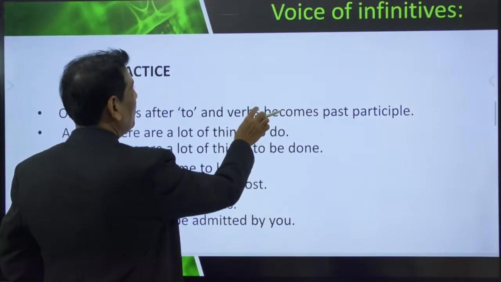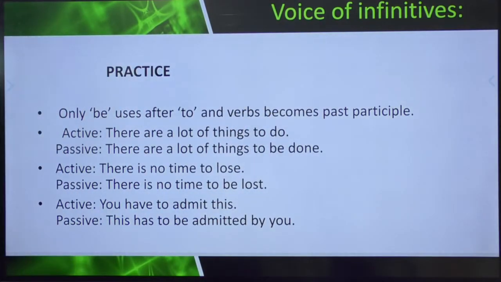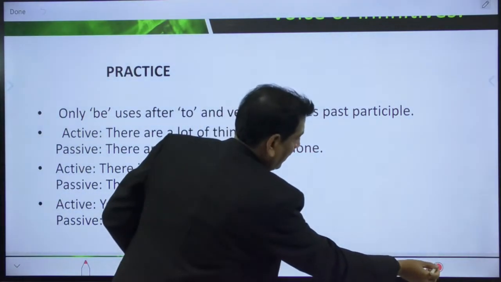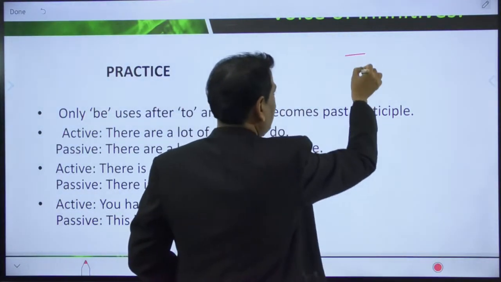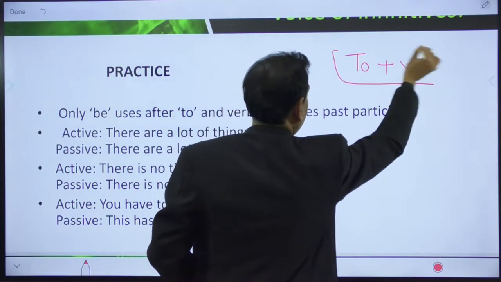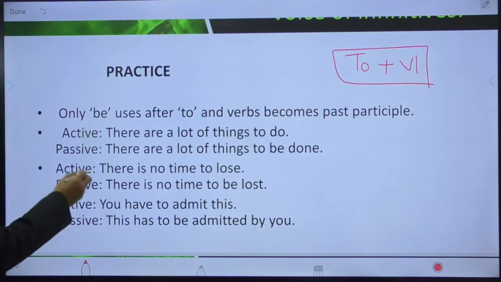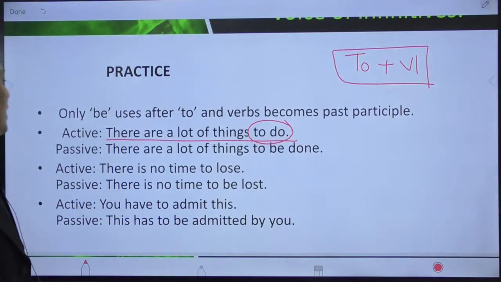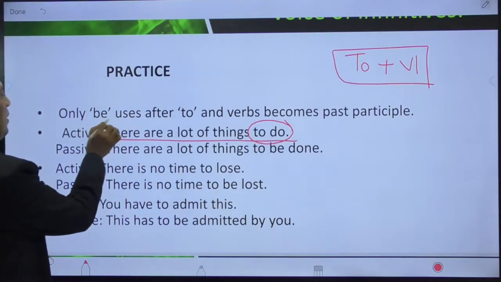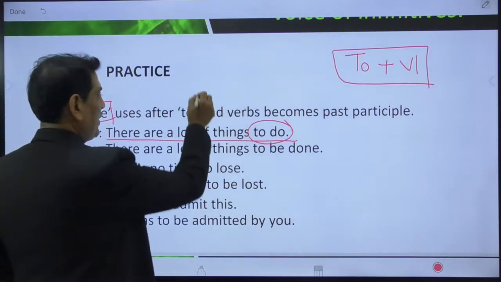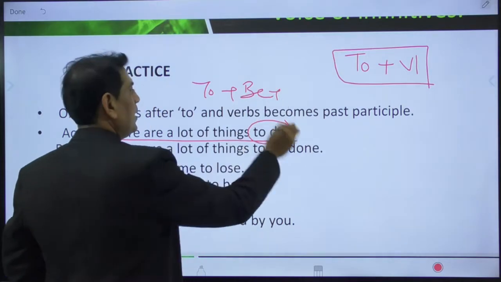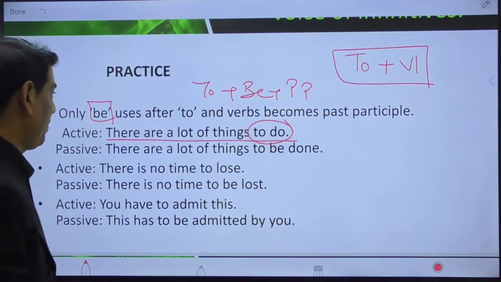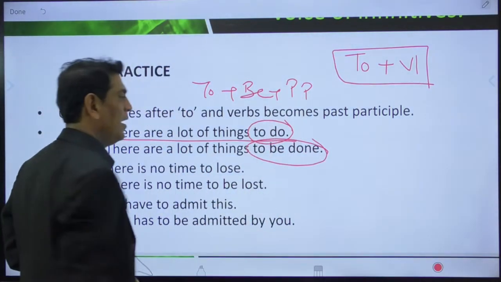Now it says voice of infinitives. Infinitives, have you heard about the topic? Whenever you talk about to plus verb, that is called infinitive. There are a lot of things to do. This is my infinitive. So the answer is to plus be plus past participle, V3. That is known as the rule of infinitive. So there are a lot of things to be done.